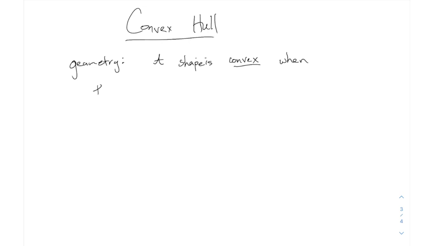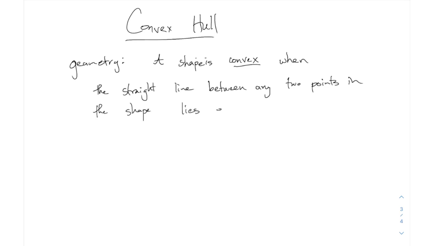A shape is convex when the straight line between any two points in the shape lies entirely inside the shape. All right. The straight line between any two points in the shape, that line, the whole line, lies entirely inside the shape. So, for example, I'm just going to draw some shapes here.